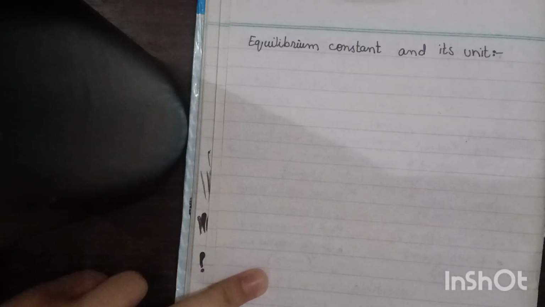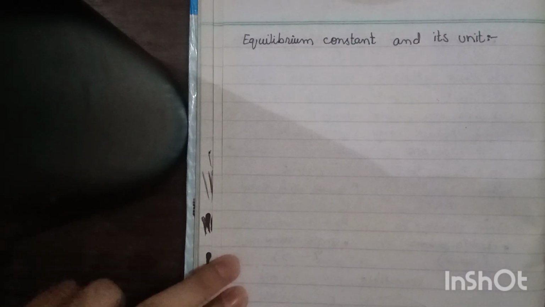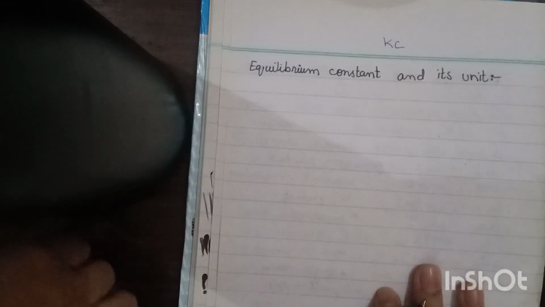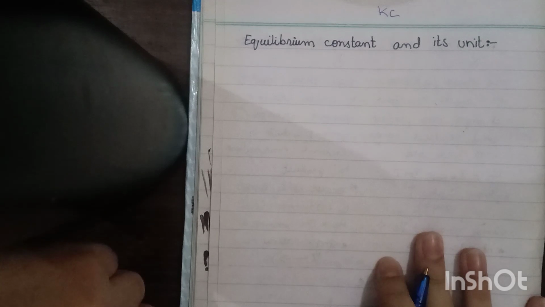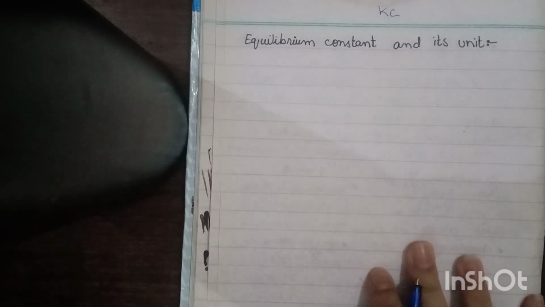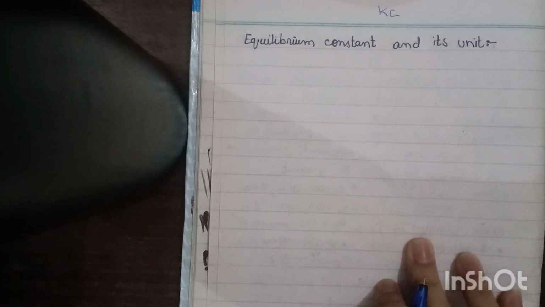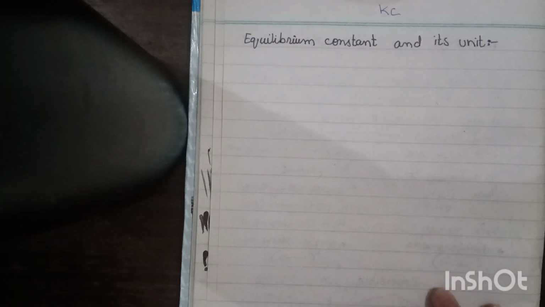So this is another topic of chemistry, that is equilibrium constant and its unit. As we discussed in the last video of chemistry, Kc is known as the equilibrium constant. First of all, what is the use of equilibrium constant, why do we have this, and some of the basic characteristics of it.